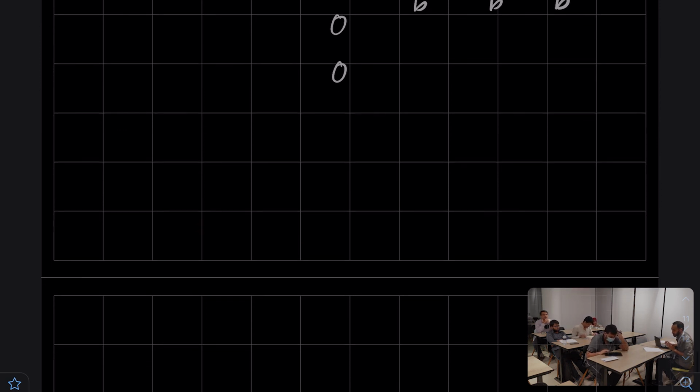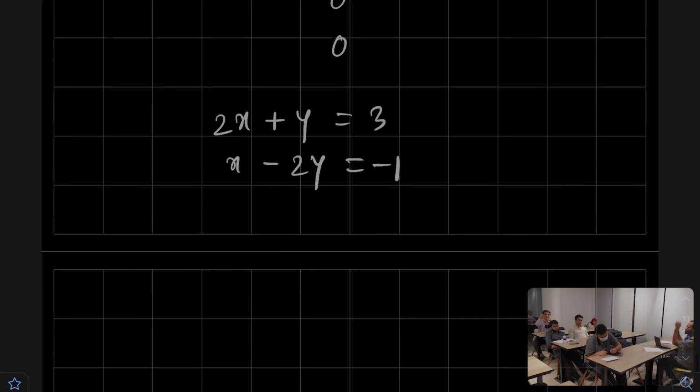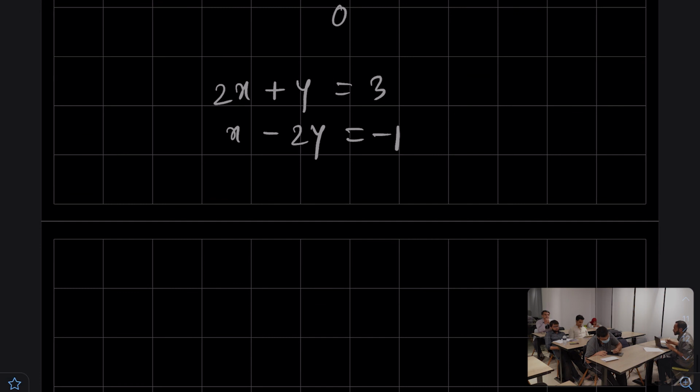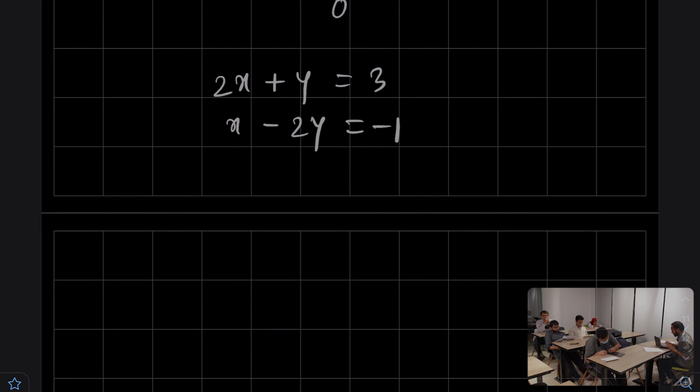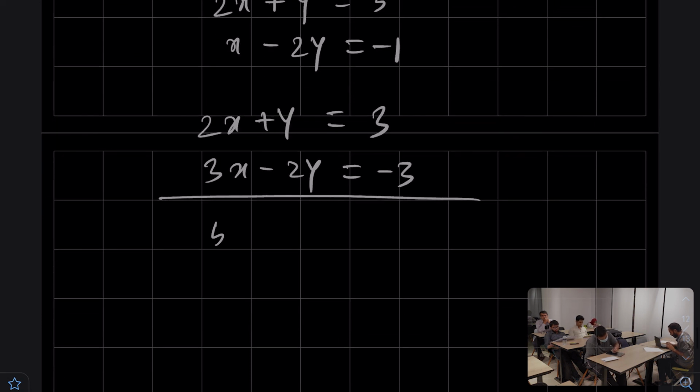It was a system of two linear equations: 2x plus y equals 3, and the other one equals -1. What is the other system that you took as a linear combination of these two systems? I took a linear combination of 2x plus y equals 3 and 3x minus 2y equals -3, so this is 5x minus.